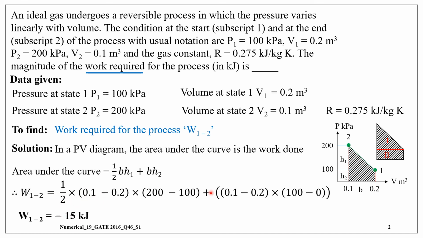Why this negative symbol? Look at the data. Initial volume is 0.2, final volume is 0.1. Volume decreases. Hence, it is a compression process. Compression needs work input. So work is done on the system. That's why negative symbol.